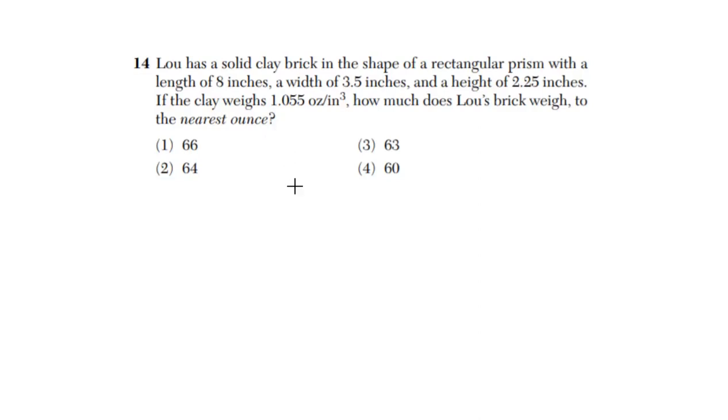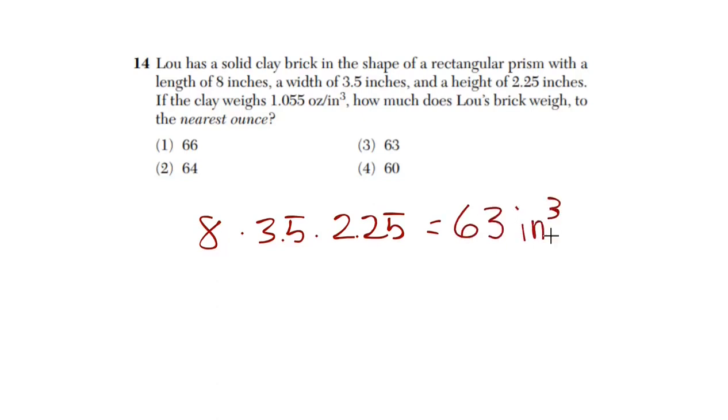The first thing we need to do is figure out the volume, because if we're given cubic inches, we need to know the volume. So we take 8 times 3.5 times 2.25. Obviously, this would be a calculator question. Once we do that, I believe we get 63, so we have 63 cubic inches. That's the brick volume. And we know that for every cubic inch, it's 1.055 ounces. How much does this weigh to the nearest ounce?